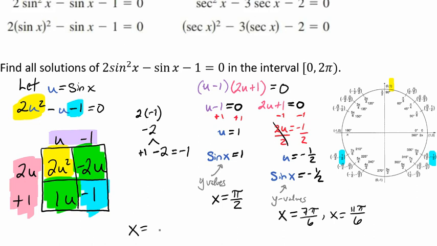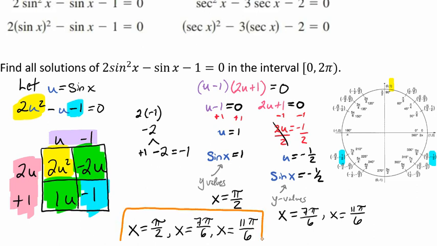So we can say that our final answer is x equals pi over 2, and x equals 7 pi over 6, and x equals 11 pi over 6. And those are our final solutions for this problem.